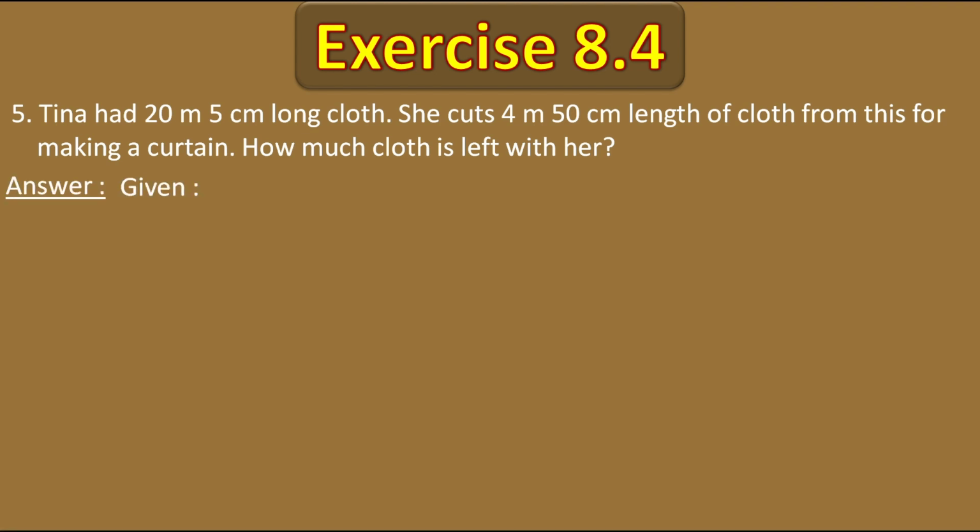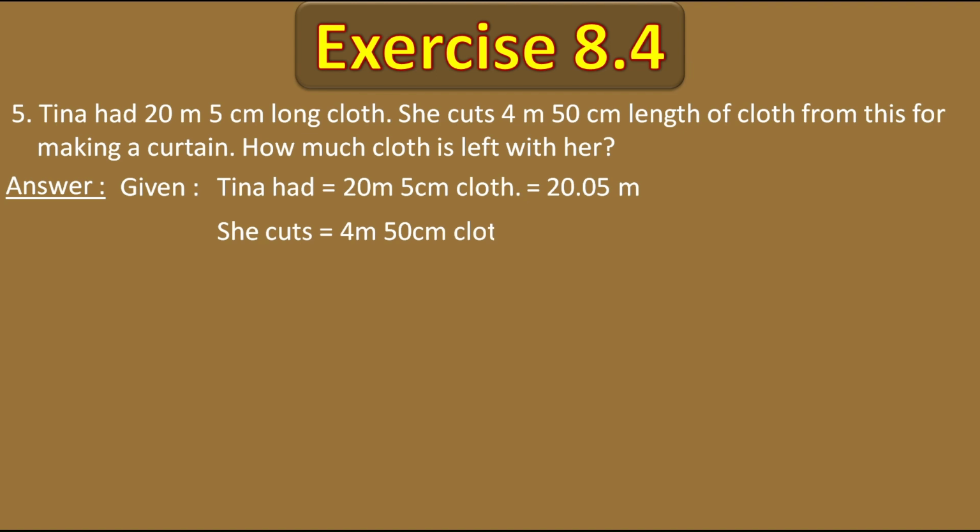Tina had 20 meter 5 centimeter cloth. Let's write this number in decimal point. So 20.05 meter cloth she had. So she cut 4 meter 50 centimeters. So it is 4.50 meter. Okay. To know how much cloth is left, we have to subtract this 4.50 from 20.05.